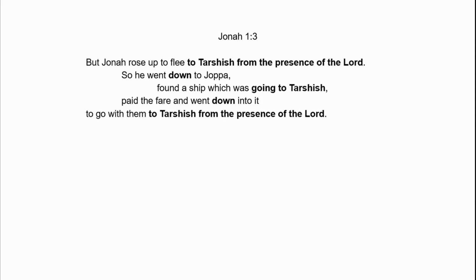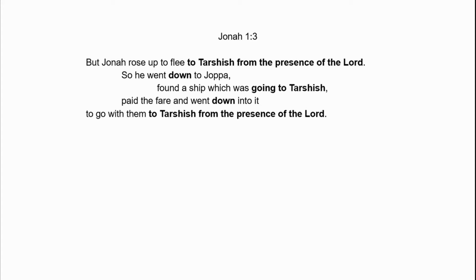Jonah 1:3 is an example of a chiasm found in a single verse. But Jonah rose up to flee to Tarshish from the presence of the Lord. So he went down to Joppa, found a ship which was going to Tarshish, paid the fare, and went down into it to go with them to Tarshish from the presence of the Lord.